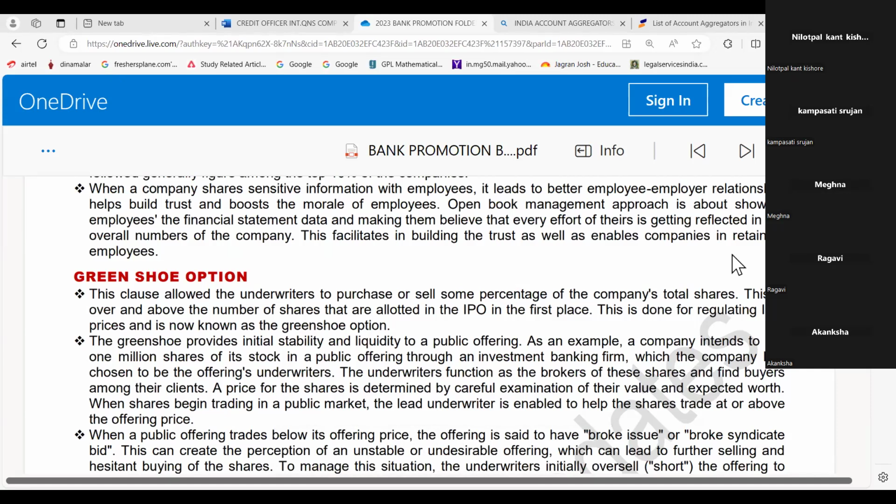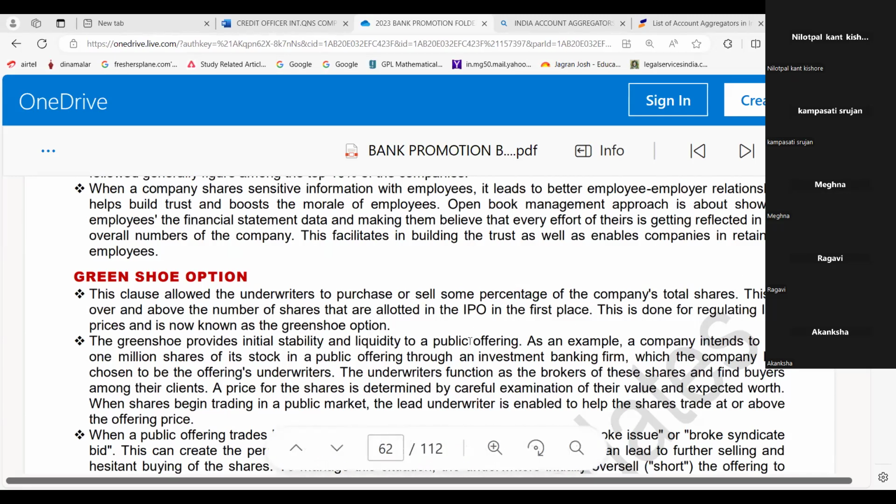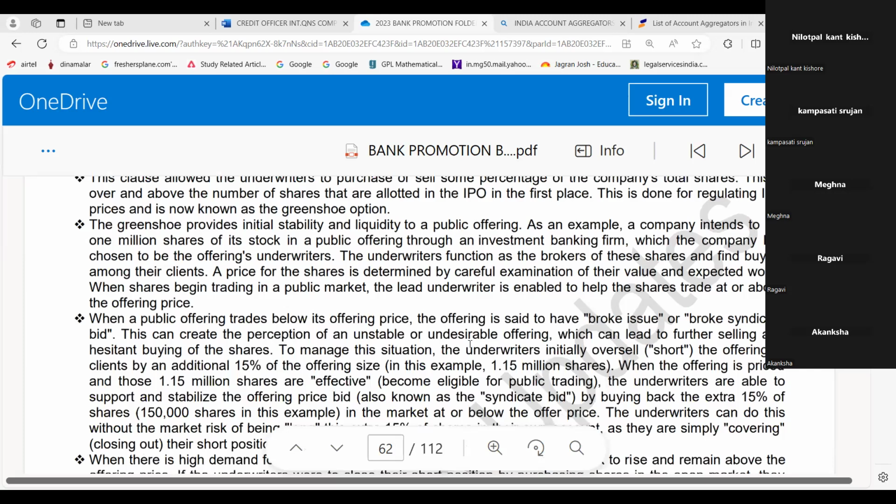Green shoe option. This clause allowed the underwriters to purchase or sell some percentage of the company's total shares. This is over and above the number of shares that are allotted in the IPO in the first place. This is done for regulating IPO prices and is now known as the green shoe option. The green shoe provides initial stability and liquidity to a public offering.